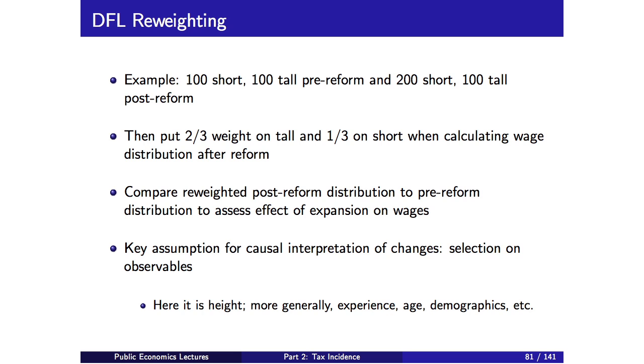The problem is you have too many short guys relative to tall guys after the reform, right? So in particular, you have twice as many short guys relative to tall guys. So in order to undo that, you put twice as much weight on the tall guys relative to the short guys after the reform, so that you have an equal mix of tall and short guys after the reform, just as you did before the reform. So more generally, the point is you reweight the distribution of characteristics after the policy change to look exactly the same as it did before the policy change in order to deal with this composition effect, okay?